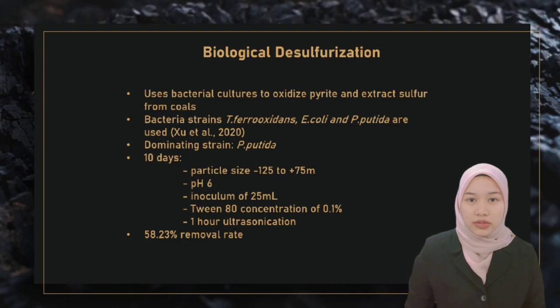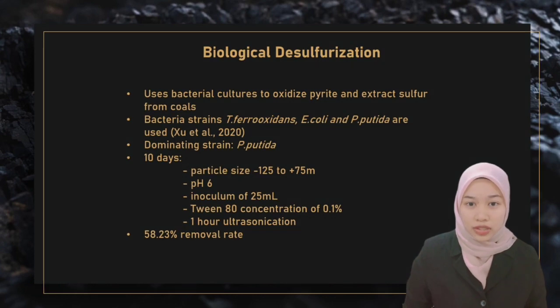Lastly, for biological desulfurization, according to a study from Su et al. 2020, bacteria strains T. ferrooxidans, E. coli, and P. putida are used. It is reported that P. putida acts as the dominating strain. In 10 days, with a particle size ranging from -125 to 75 micrometers, pH of 6, inoculum of 25 ml, Tween 80 concentration of 0.1%, and 1 hour of ultrasonication, the total removal rate of sulfur is 58.23%.